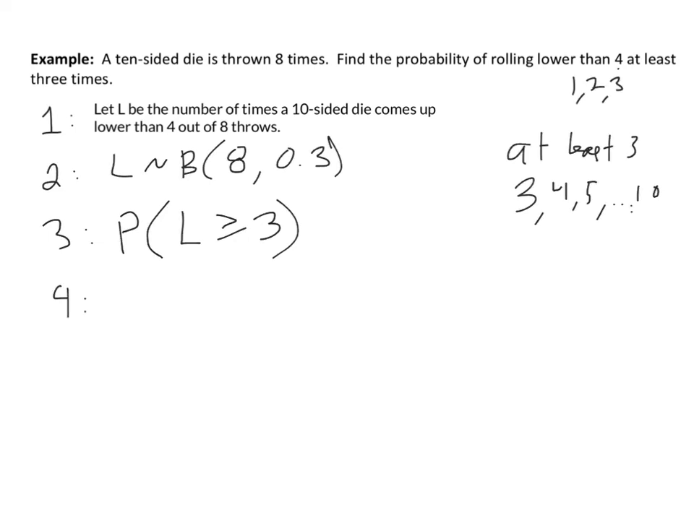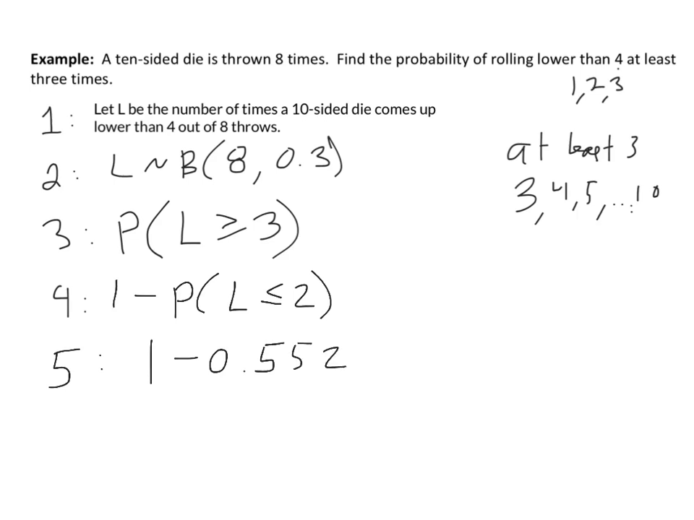Step 4, do I need a step 4 here? I do, because this probability being asked for is not a less than or equal to. And so because of that, I'm going to need to shift it around. So the opposite of being greater than or equal to 3 would be being less than or equal to 2. And then in step 5, I just plug all of this stuff into the calculator using binom CDF. So I got this to be 1 minus 0.552, which means when I do 1 minus that, I end up with 0.448.